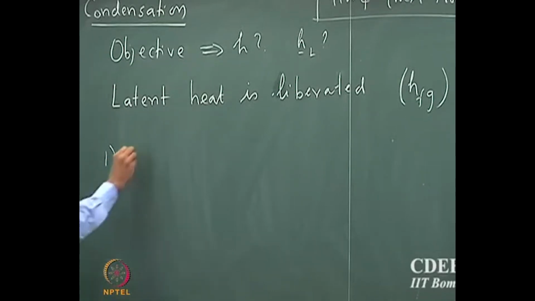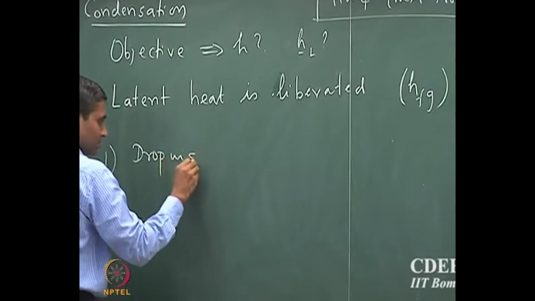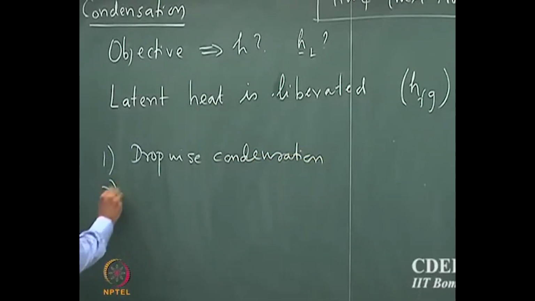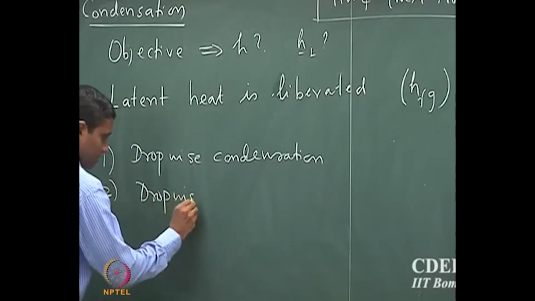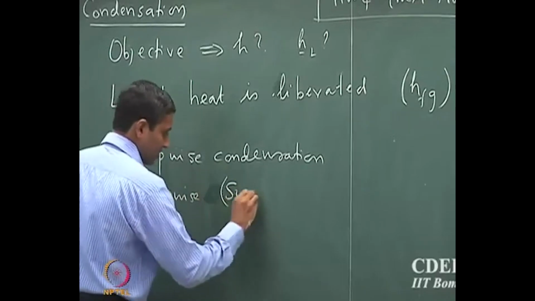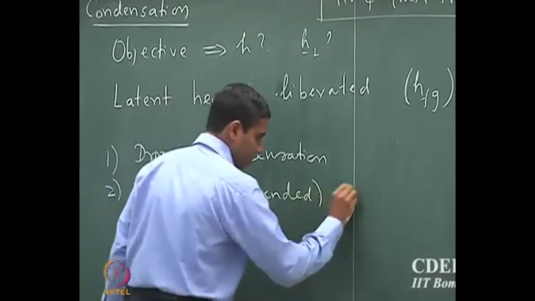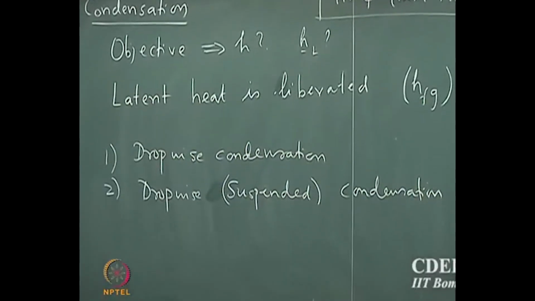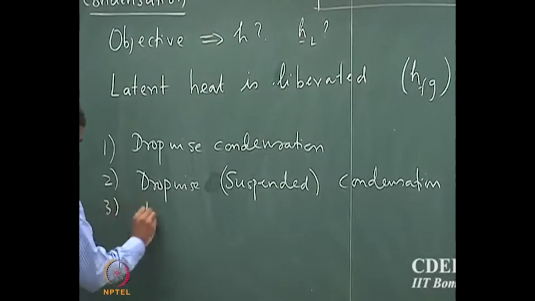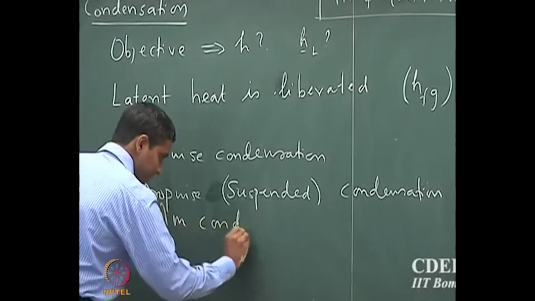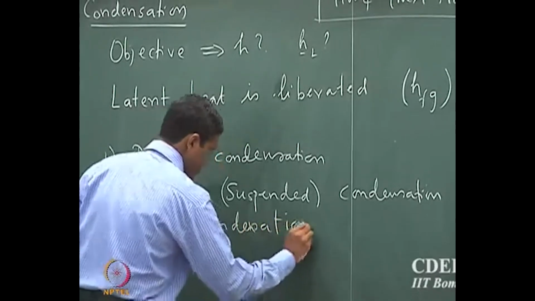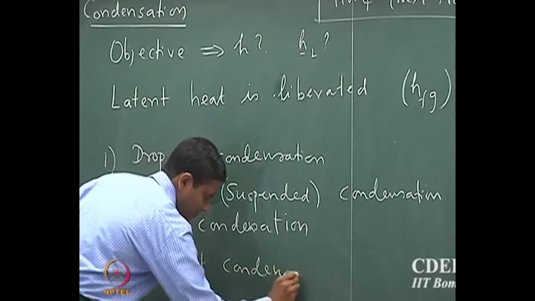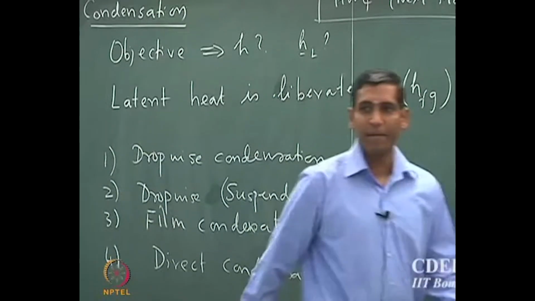Okay. So, one is the dropwise condensation, and then you have dropwise suspended condensation, and then the third one is you have film condensation, and the fourth process is direct condensation. So, these are the 4 types of condensation process.